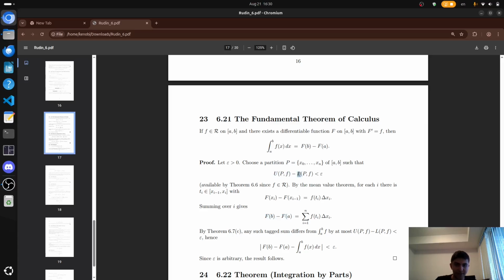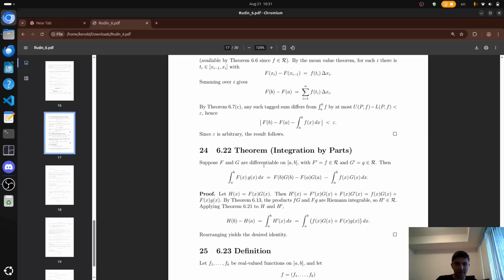And L(P,f), you know, when f is in R, is just the integral. So you're going to get F(b) minus F(a) minus the integral from a to b of f(x) dx is less than epsilon, which shows that the integral is actually equal to F(b) minus F(a).